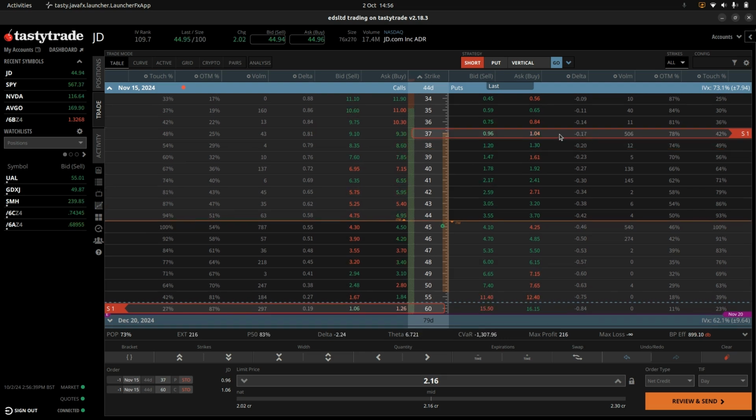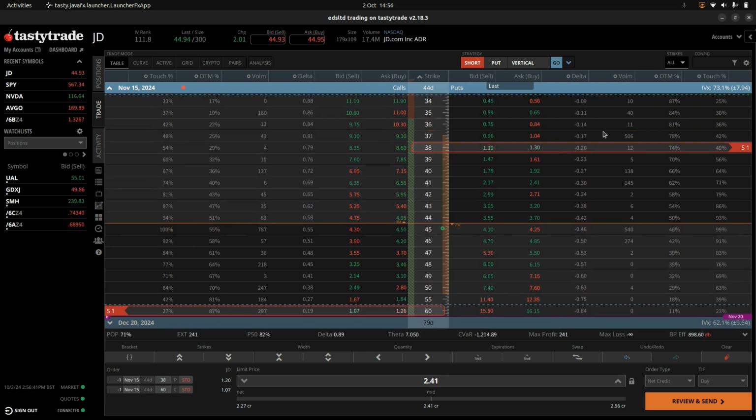I mean, that's at 17 delta anyway. Anything between a 15 and 20 delta is fine, but you get the point. We're either on the outside of the expected move or we're right on the edge, and that's going to lead to a high probability of profit. As you can see here, we've got a 71% chance of success on this trade.